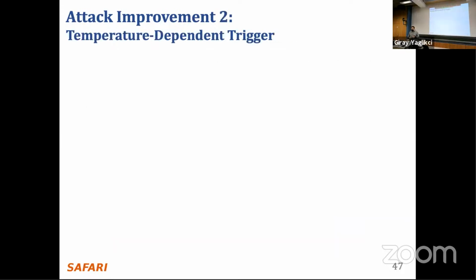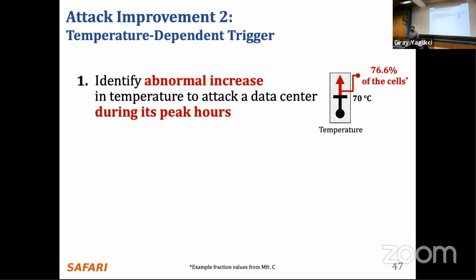So in the second attack example, the attacker uses RowHammer to understand the DRAM chip's current temperature. We find this a little bit more interesting actually. As an example, more than 76% of the cells are vulnerable to RowHammer above 70 degrees Celsius for manufacturer C. And focusing on these cells, an attacker can identify if the DRAM temperature is above 70 degrees Celsius.